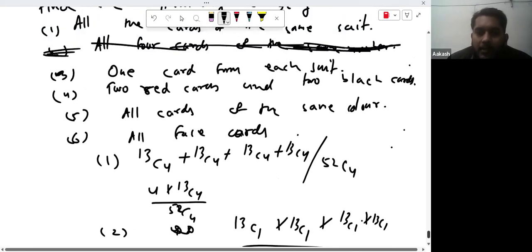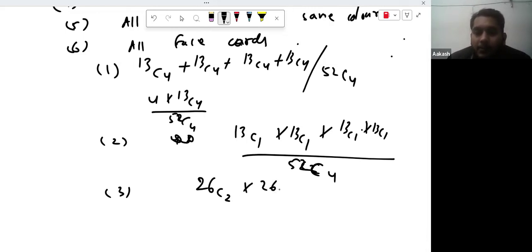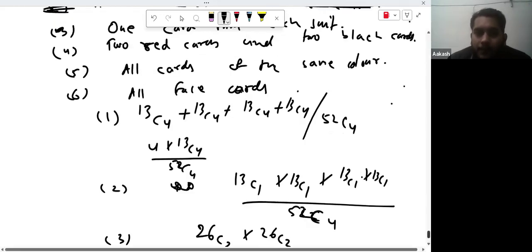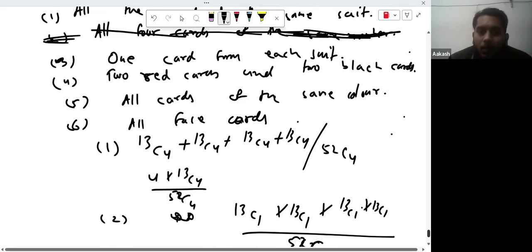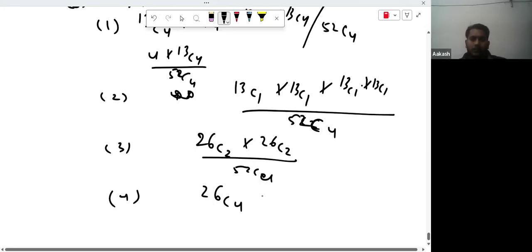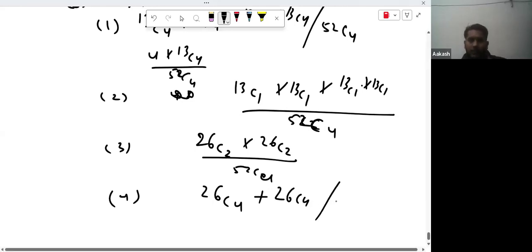Next one, two red cards and two black cards. Yeah, so 13C2 times 13C2, no, 26C2 times 26C2. How many red cards are there, right? 26. Yes, sir. All cards of the same color. So it can be either red or black. So 26C4 plus 26C4. Very good. Upon 52C4.